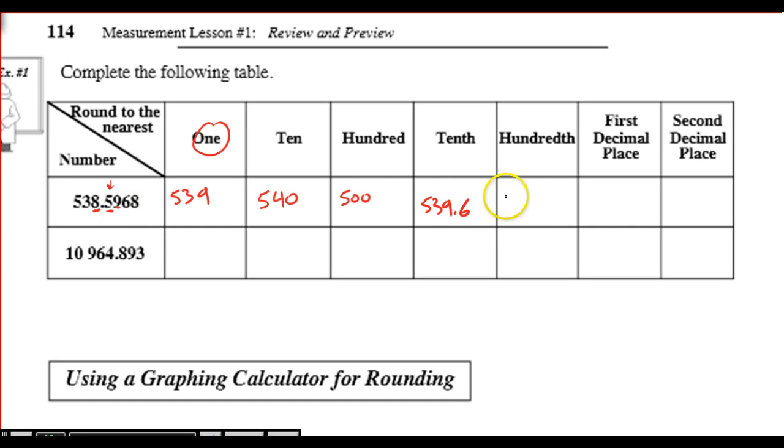Hundredth would be 538.5, and now this is when it's a 9, obviously that's the most you can get, so you would flip the 9 to a 10, but really you're just making it 5.60. Okay, first decimal place is the same as the tenth, second decimal place is the same as the hundredth.